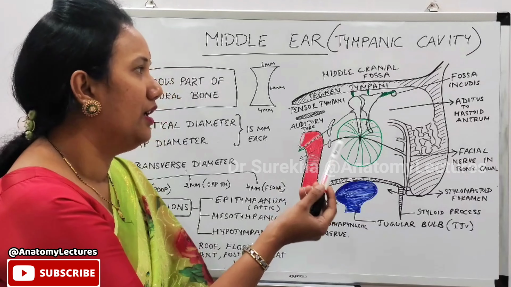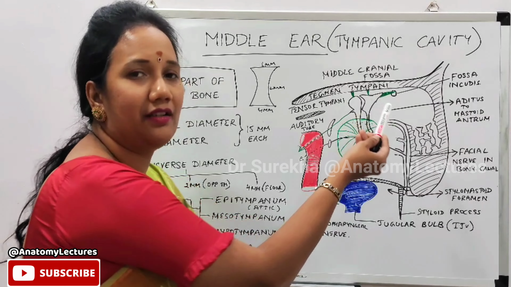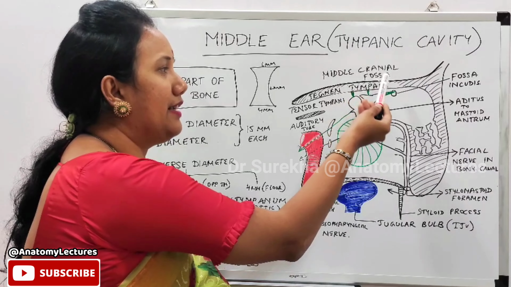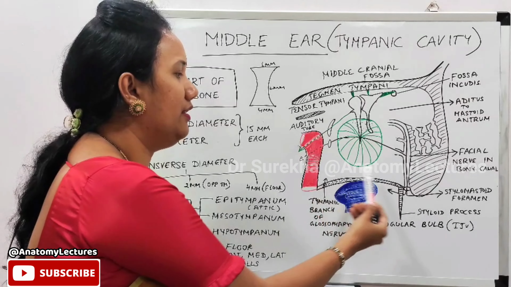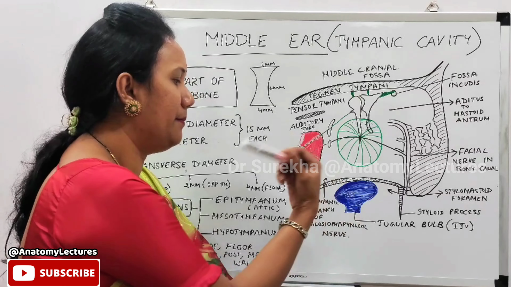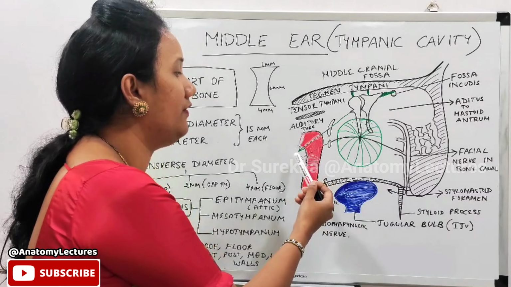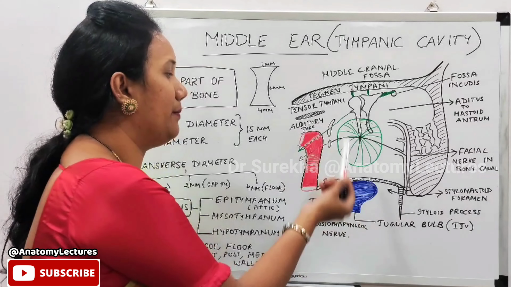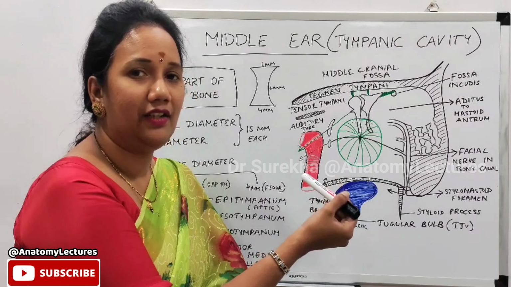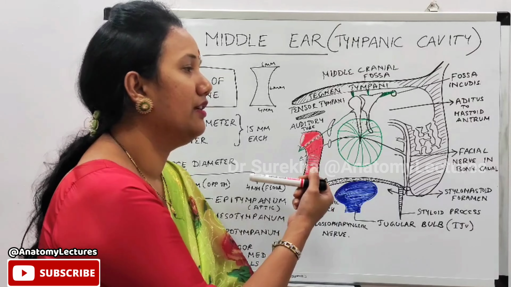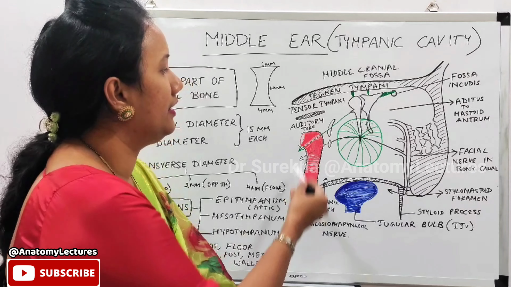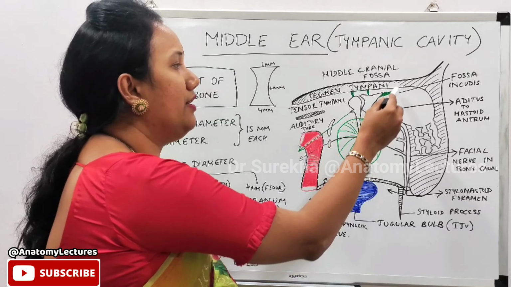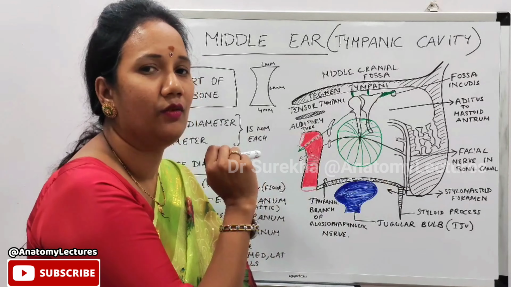So till now we have seen the roof is being pierced by the greater and lesser petrosal nerves, the floor is being pierced by the tympanic branch of the glossopharyngeal nerve, and the anterior wall is being pierced by superior and inferior caroticotympanic nerves. And now let's have a look at the posterior wall.